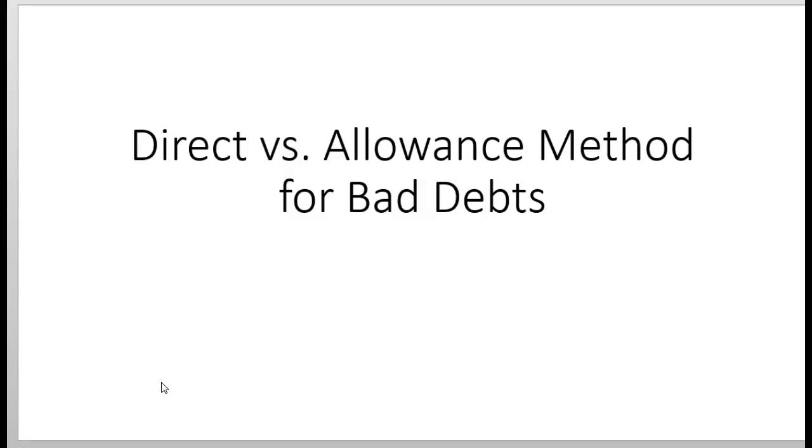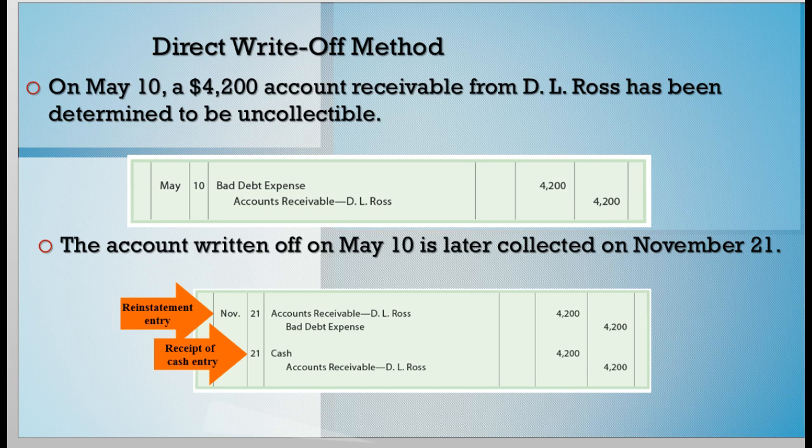Okay, so let's do the allowance method versus the direct method for bad debts. It'll make a lot more sense after we look at it here, I hope. So the direct write-off is looking at individual accounts as they come due.